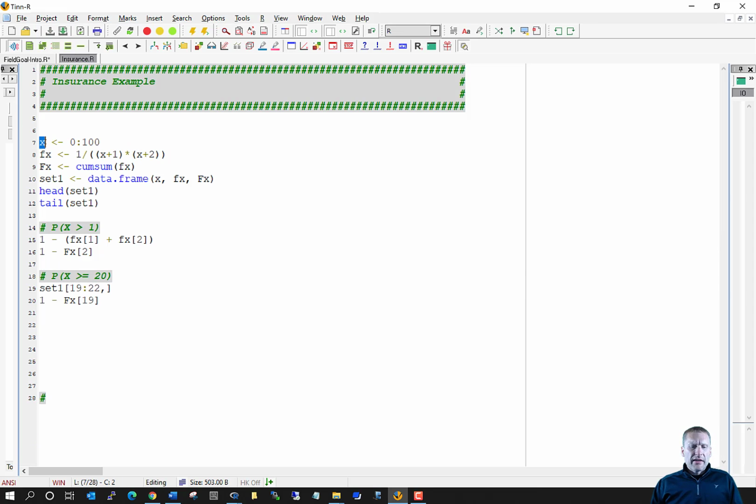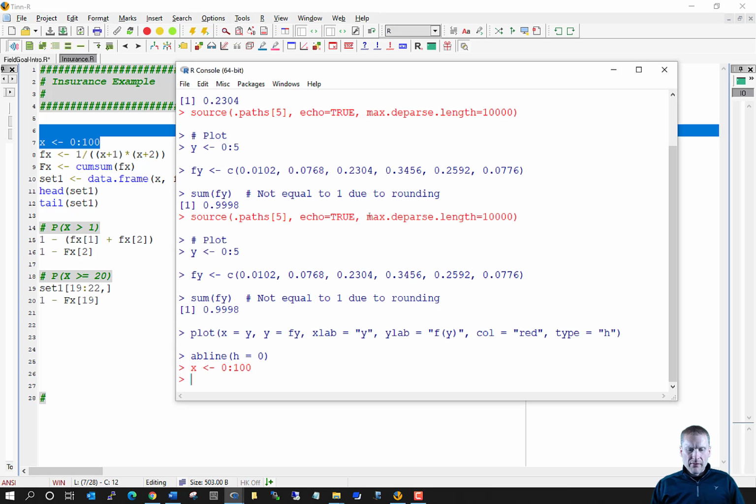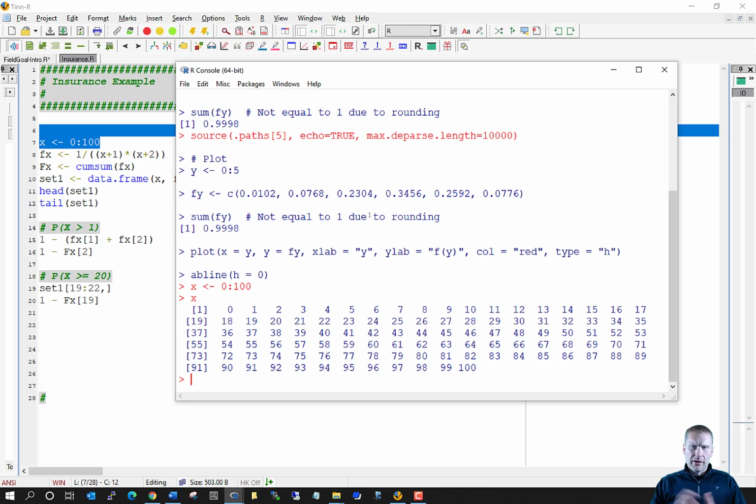Let's let x be 0 to 100. Again, x can be 0 to infinity, but we're going to cut it off at 100 because this is going to get close enough to infinity for us. So x is going to be 0 to 100. If I just type x, there we go. Again, that colon means the word TO.